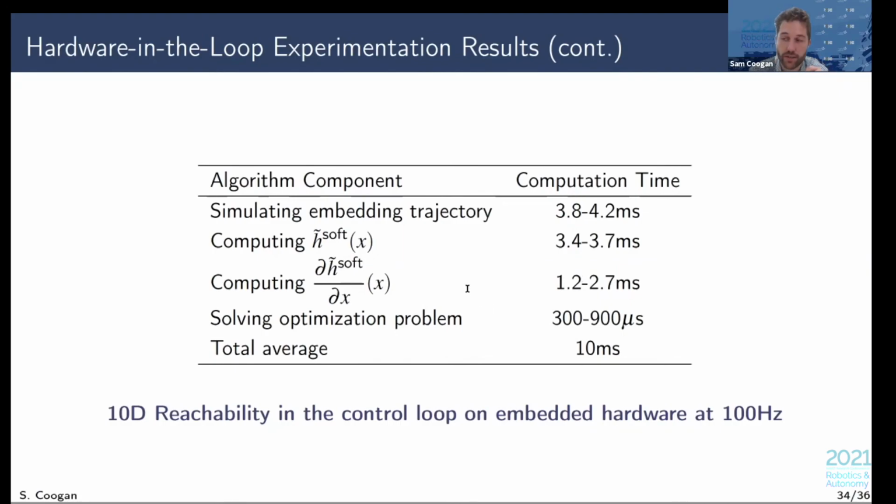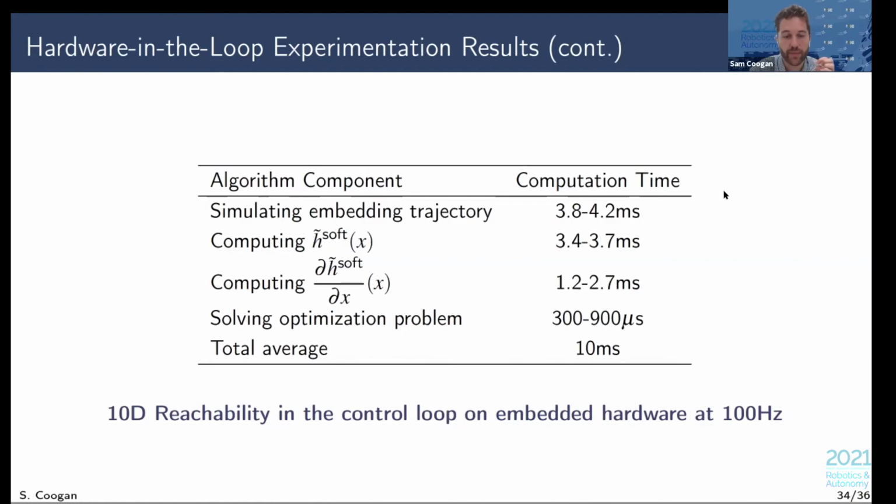This all gets combined into a control barrier function formulation, which is a quadratic program. This takes a little less than 1 millisecond to solve. And combined, we can do all of these computations in 10 milliseconds, which means that we're running this example on embedded hardware at 100 hertz. And this computation includes a reachable set computation for a 10-dimensional system. So every 10 milliseconds, we're recomputing an overapproximation of the reachable set of a 10-dimensional system that we use to maintain safety of this overall system.